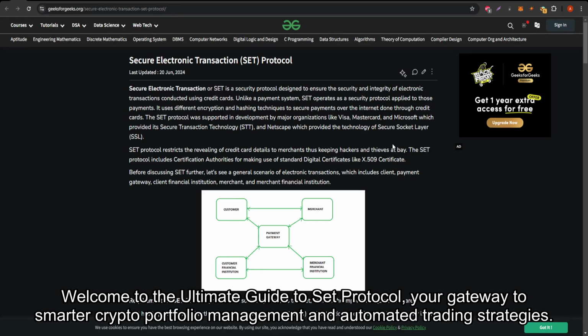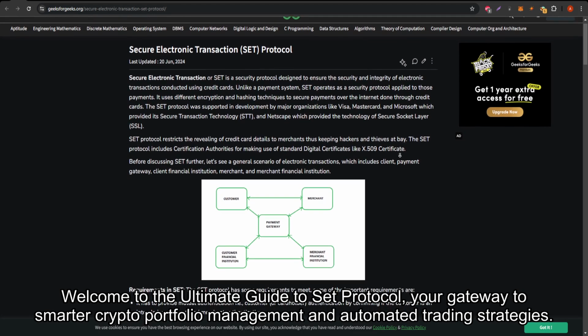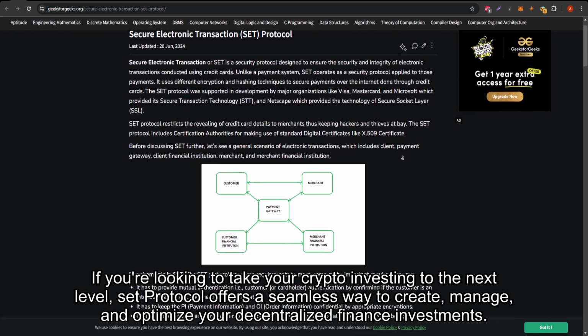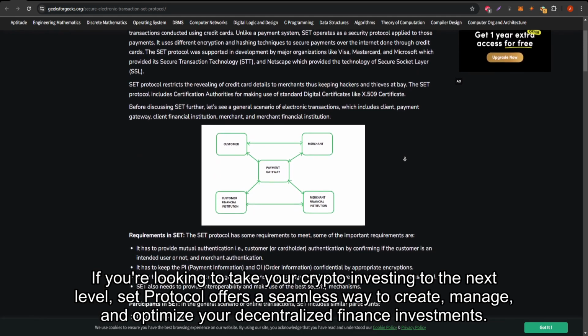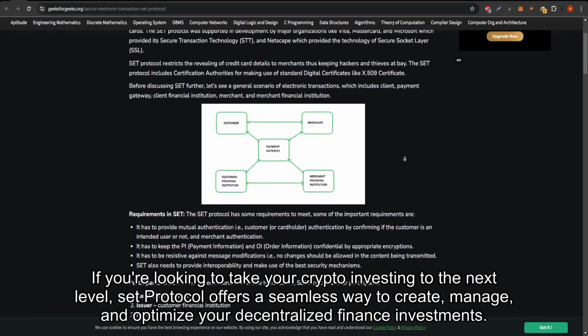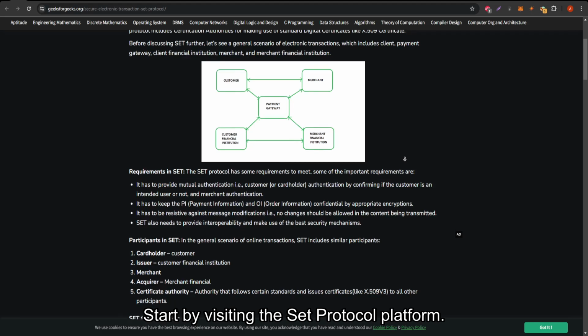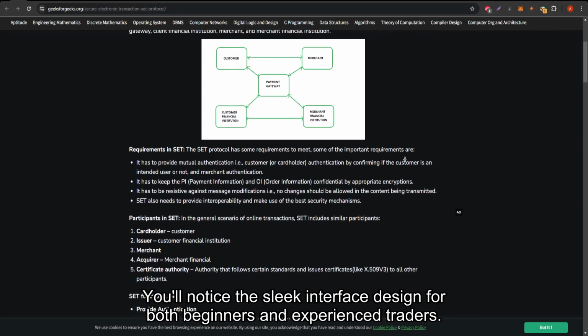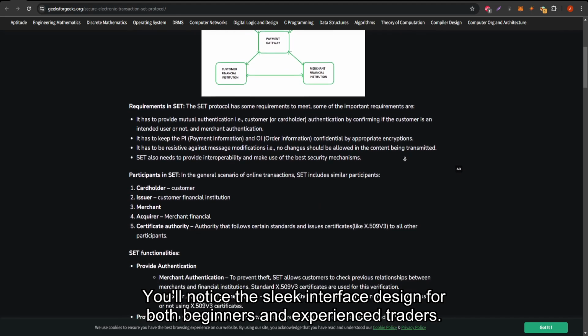Welcome to the ultimate guide to SET Protocol, your gateway to smarter crypto portfolio management and automated trading strategies. If you're looking to take your crypto investing to the next level, SET Protocol offers a seamless way to create, manage, and optimize your decentralized finance investments. Start by visiting the SET Protocol platform.